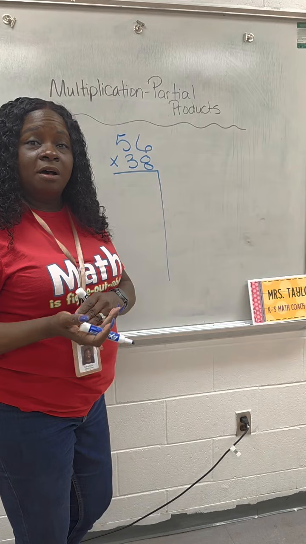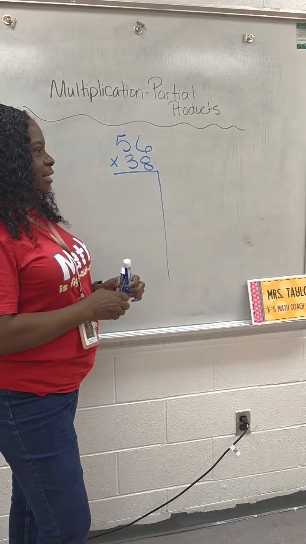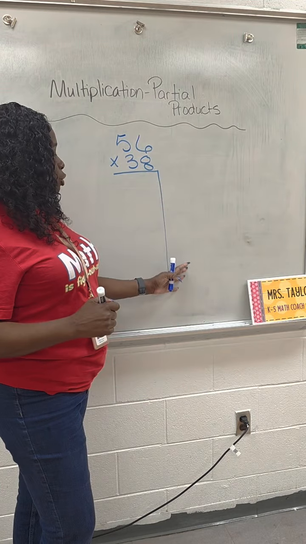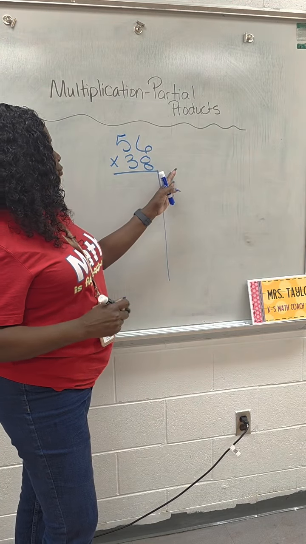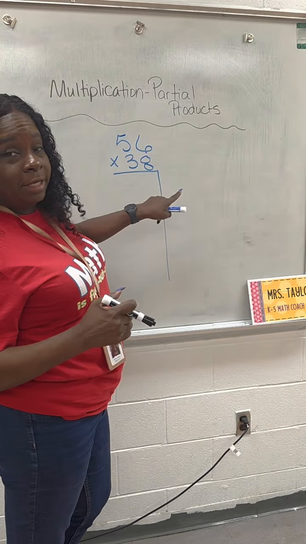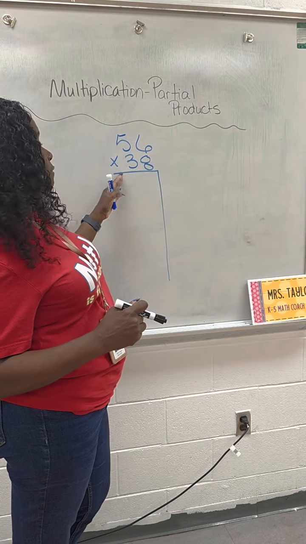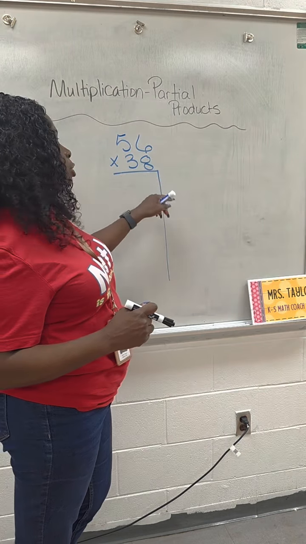All right, I'm going to solve 56 times 38. Now notice I drew a backwards 7, because I'm going to put my partial factors on this side. So let's get started. The first thing I can do, and you can do this in any order, is start with the tens place first, or I can start with the ones. So I'm going to start with the ones.